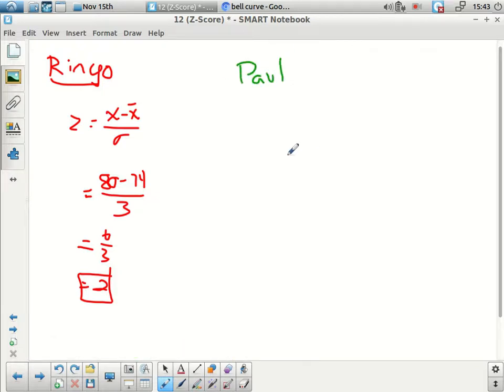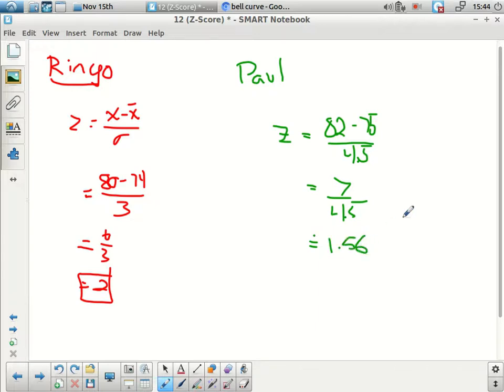Okay, for Paul, I won't write down the formula again, but I'll fill it in. So he had a score of 82, the class average is 75, and the standard deviation was 4.5. So that's going to give us 7 over 4.5. Rounding that off to 2 decimal places, that's a Z score of 1.56. We'll talk about the rounding part in a second.